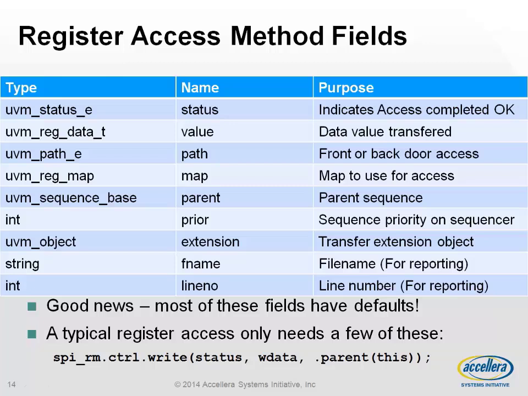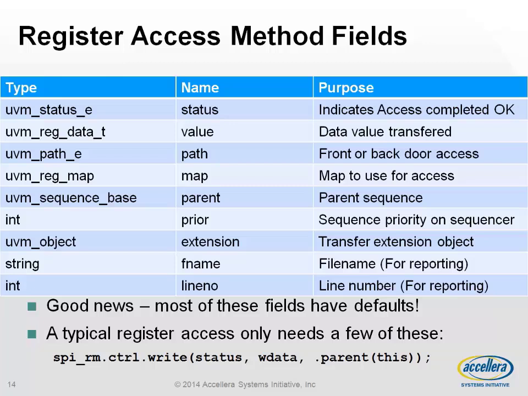The important ones are the status field, which comes back and tells us whether things actually worked. The data field, of course. There's also a path that we can use to specify whether we're going to go through the front door or the back door. And again, that is dependent on whether or not we want to actually simulate going across the bus or whether we just want to go directly in and muck with the data. There's a specific register map that we can use to access it. So normally we would access the default map for the block that the register resides in, but if we want to use a different map, we can do that.